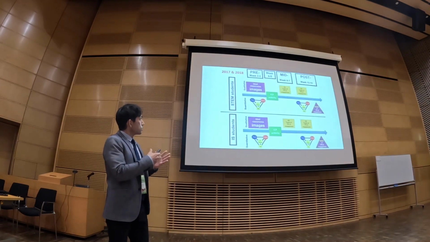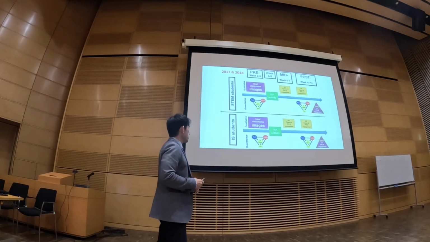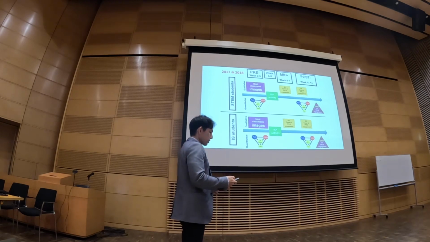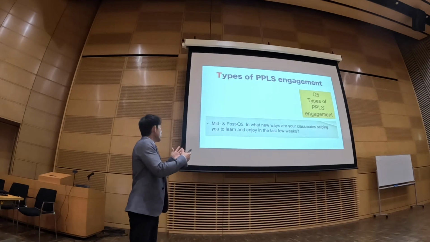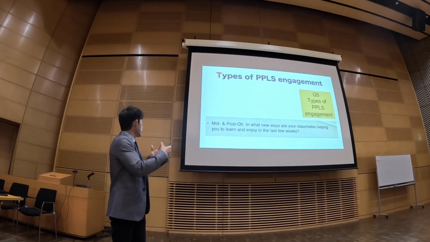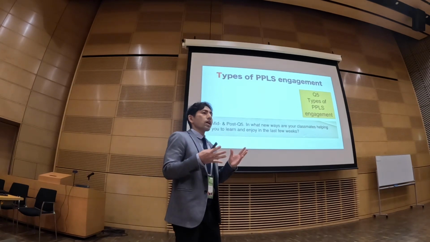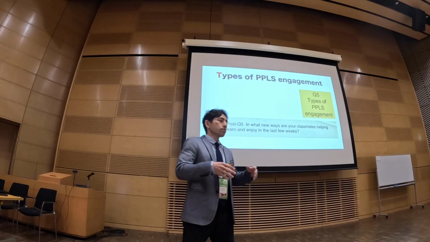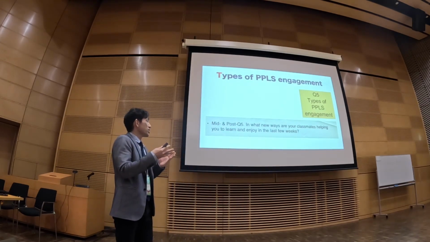And in the middle and also the end of the semester, we asked one open-ended question to clarify the types of engagement. This is the question: In what new ways are your classmates helping you to learn and enjoy in the last few weeks? We asked this open-ended question in the middle and end of the semester to clarify what type of pro-social peer learning support engagement they had in each time period.